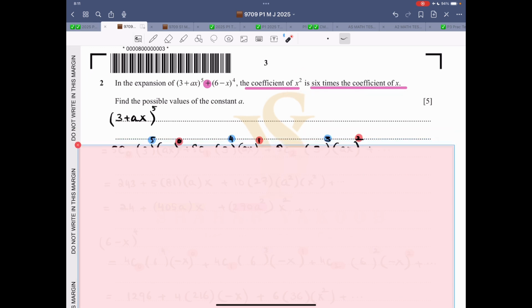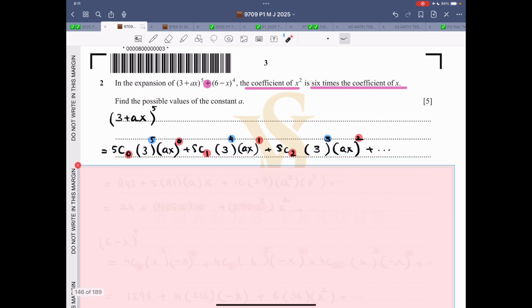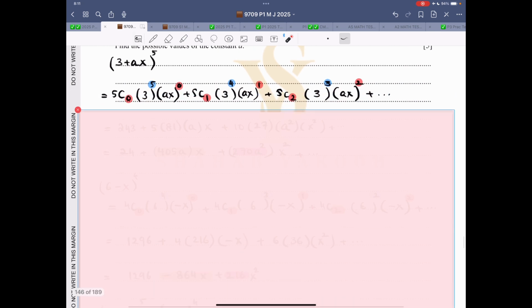So now first thing first, 3 plus ax raised to power of 5, that is how you expand it. That is 5c0. And this is the second term raised to power of 0, 5c1, second term raised to power of 1, 5c2, second term raised to power of 2. So I did not apply the particular term formula. I just wrote the first 3 terms. And the overall power should be 5, which is n in this case. Or I can say the overall power should be n, which is 5 in this case.